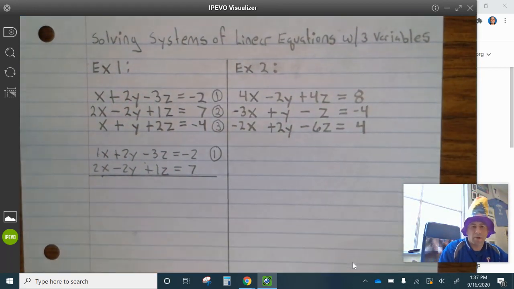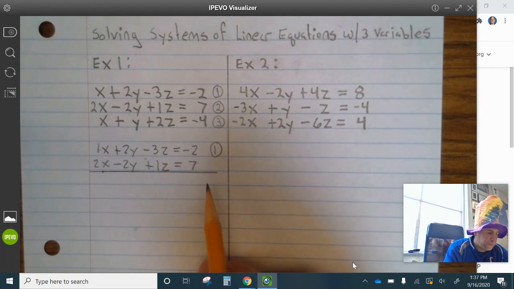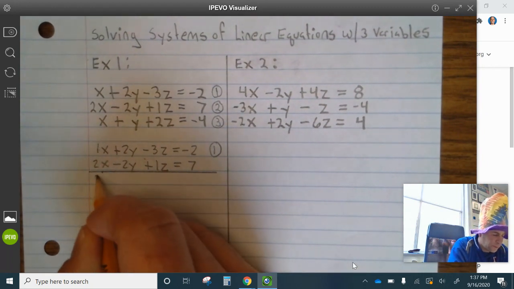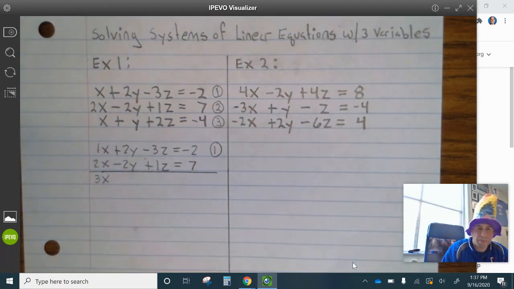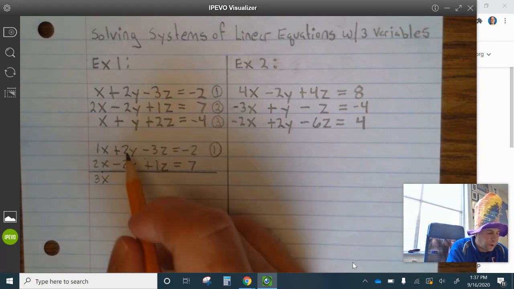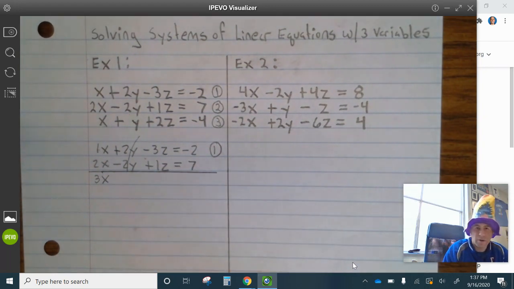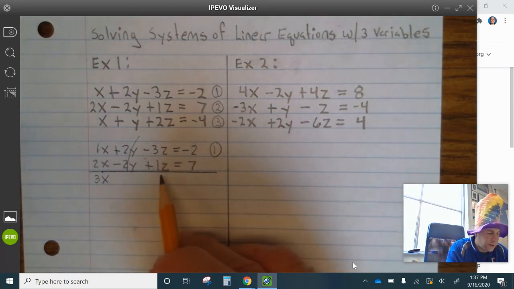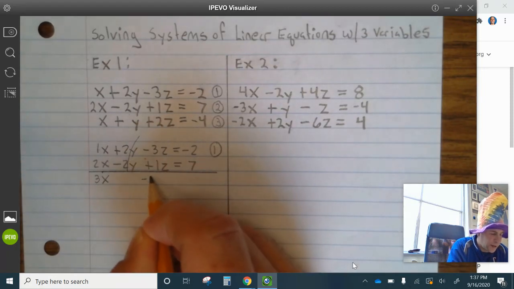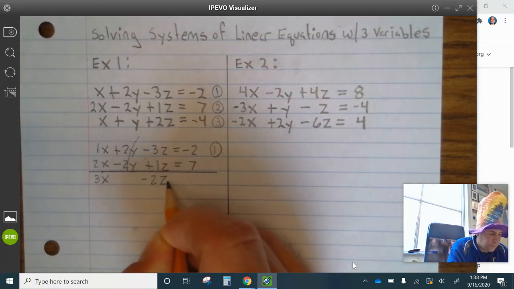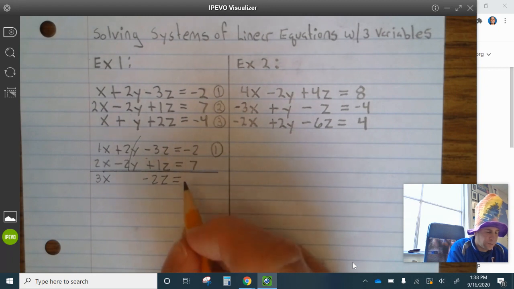Okay. All right. Now, 1x and 2x combine to be 3x. 2y minus 2y, they cancel. You have negative 3z and 1z combines to be negative 2z. And negative 2 and 7 combined to be 5.